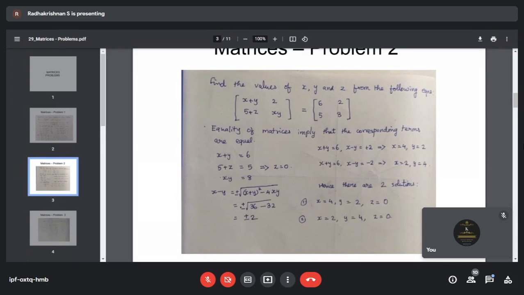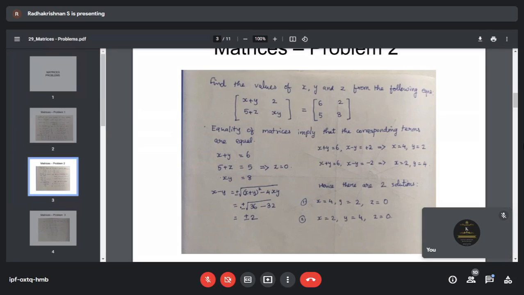One is like what Nityashree said: we can take x equal to 6 minus y from the first equation and substitute it into xy equal to 8, and you will get a quadratic equation. Then we can solve it. I did it a different way.